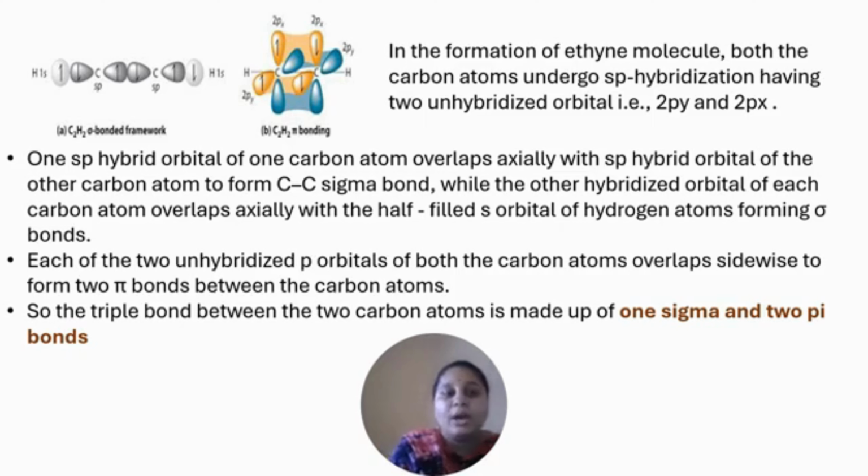So what happens to the unhybridized p orbitals of both the carbon atoms? They overlap sideways to form two pi bonds between the carbon atoms. So the triple bond between the two carbon atoms is made up of one sigma and two pi bonds.